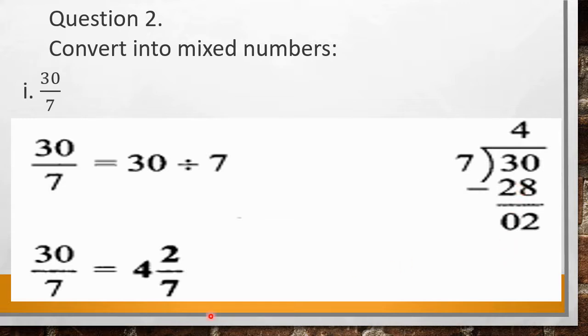So in mixed number, you will write whole number and proper fraction. So this is your quotient, this is your remainder and remainder upon divisor. So quotient plus remainder upon divisor. So 30 by 7 is equal to 4 and 2 by 7.